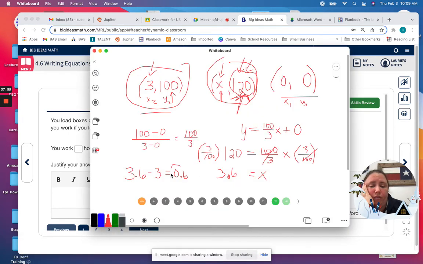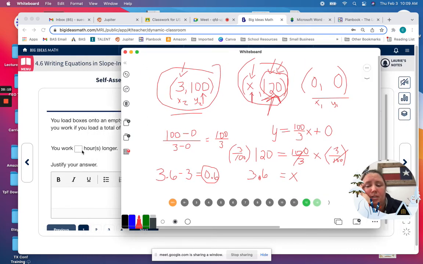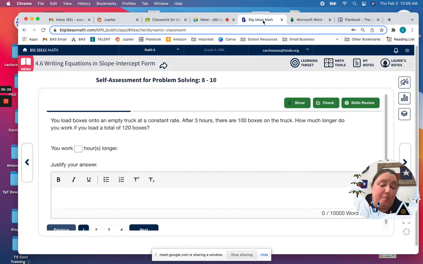So to solve for minutes, I would take this times how many minutes are in an hour? 60. Oh, but you can do 0.6 because it says hours in the question. You worked how many hours longer? So actually you can just do 0.6. 0.6 for the answer. But if it asks you for the minutes, you do 60 times that 0.6, and that'll give you, it takes 36 more minutes to load the boxes.